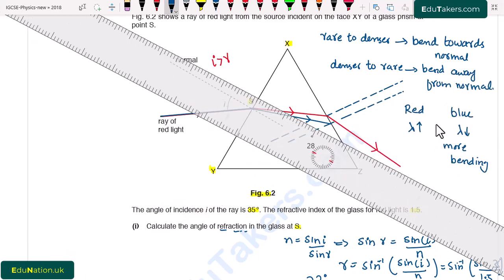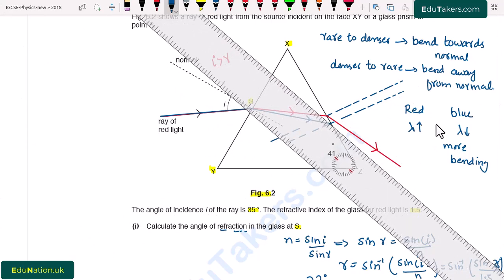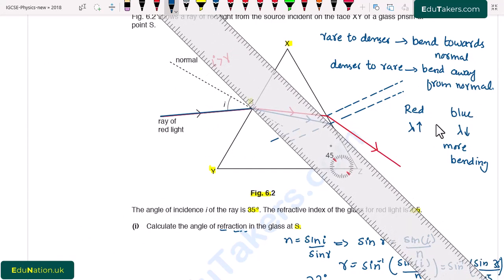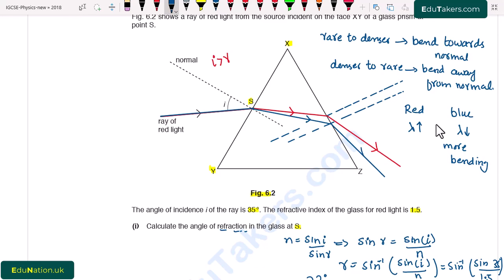And this ray comes out and will bend away from this normal. It will be just like this. So this is the emerging ray. Now I am going to erase all the normal rays. So this is a complete path for these rays, and we have to label this with R and this with B.